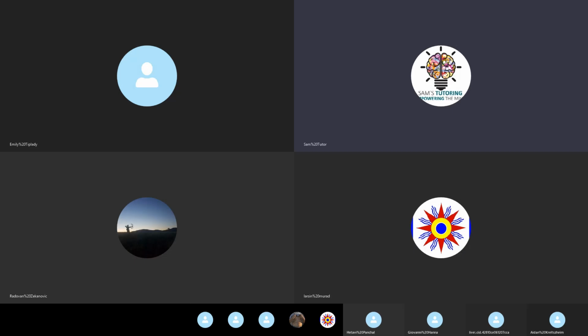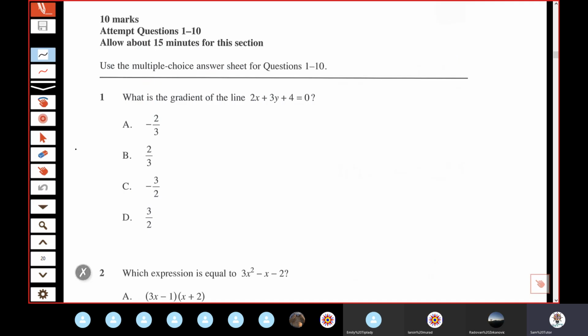2017. Question 1. What is the gradient of the line? I'll leave that with you guys. Hopefully we know what to do. y equals mx plus b.